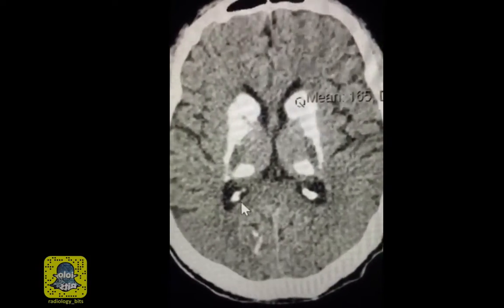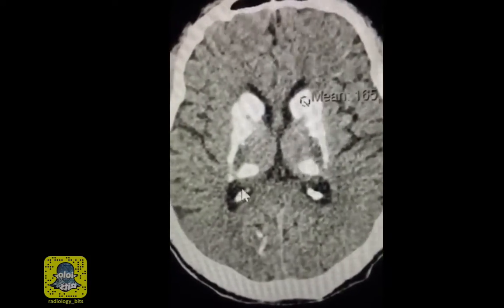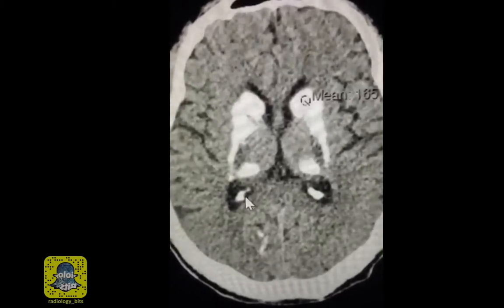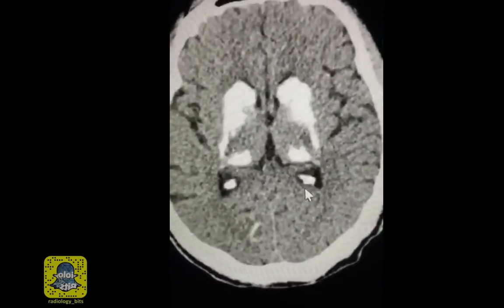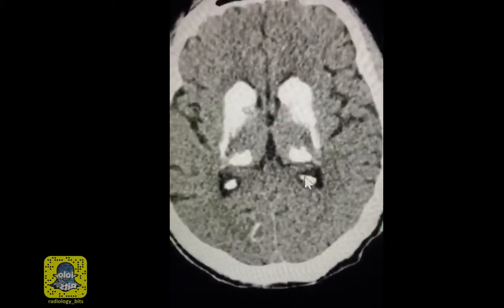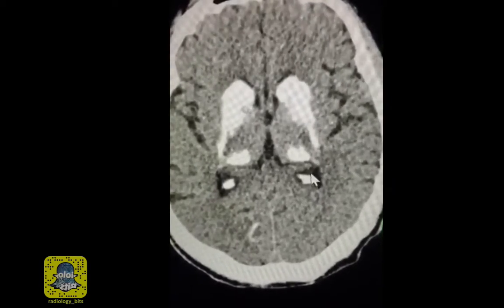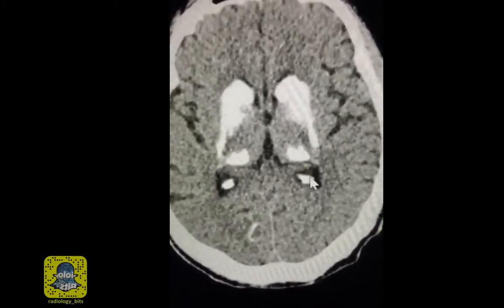Another normal structure that calcifies is the choroid plexus within the ventricles. This is something that you see commonly, calcification of the choroid plexus that lives inside the CSF of the ventricles, especially in the posterior horns.